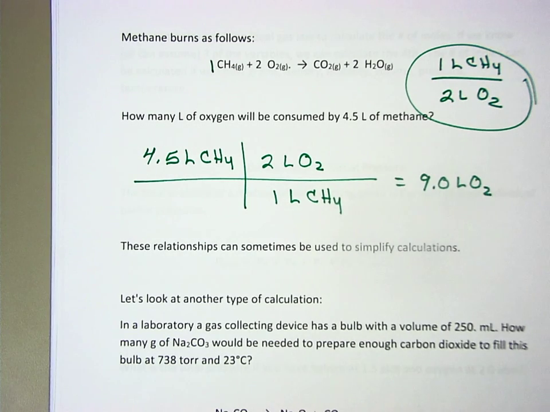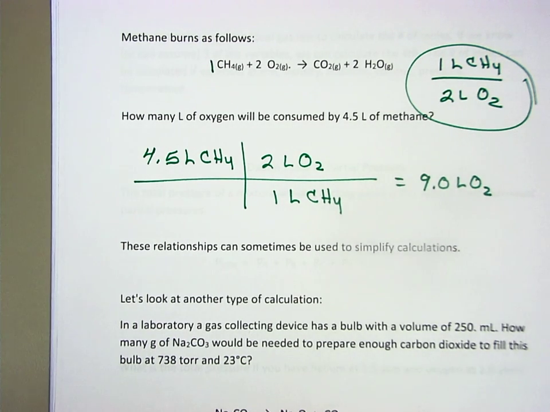So if you don't know anything about the temperature and pressure, you can still do stoichiometry if you have something that has all gases. And this can be used to simplify calculations. Most of the time, if you forget how to do this, you can do it with another path using the ideal gas law.